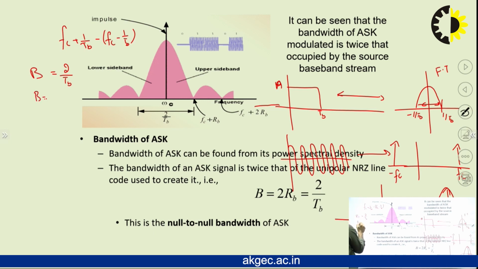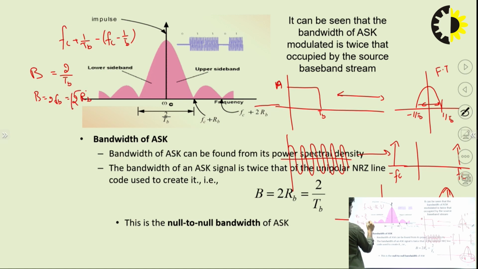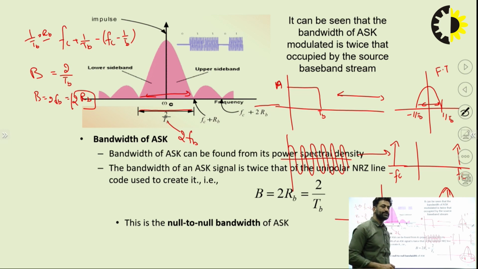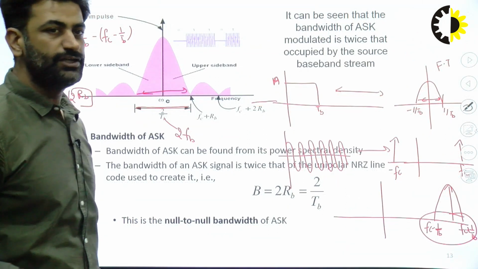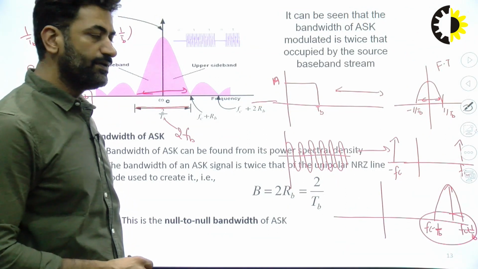We can write it as 2 fb or 2 Rb, because 1 by TB is equivalent to Rb, that is, 1 bit per second we are transmitting. Here you can see this is the bandwidth spectrum of ASK, that is 2 by TB. We can take it as 2 fb also. So that's it for today's session. In the next session we will continue with the demodulation of ASK. Thank you.